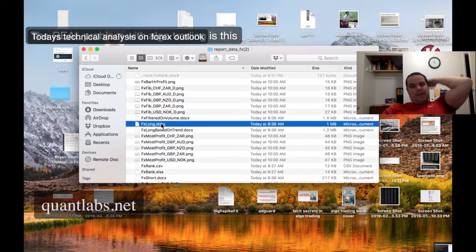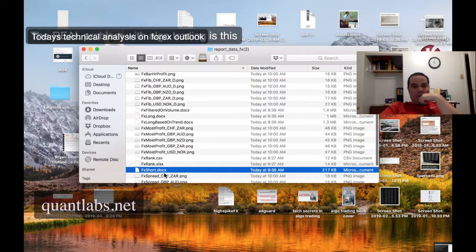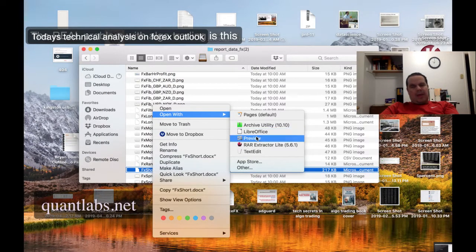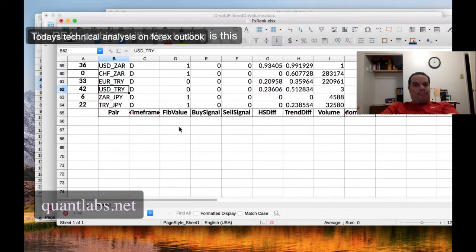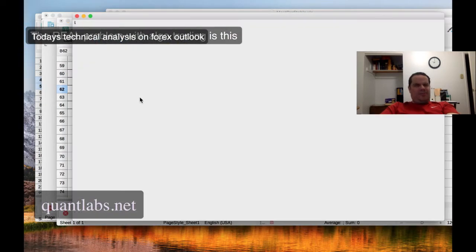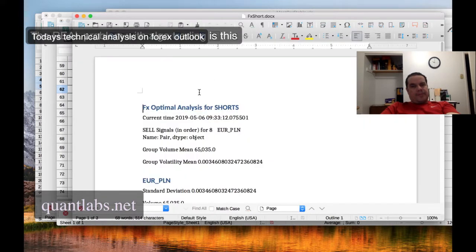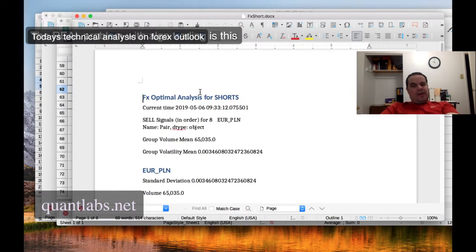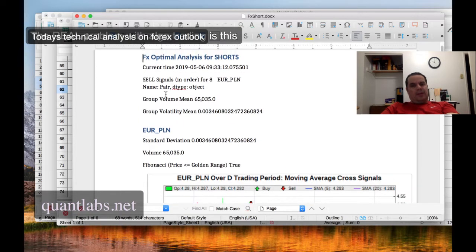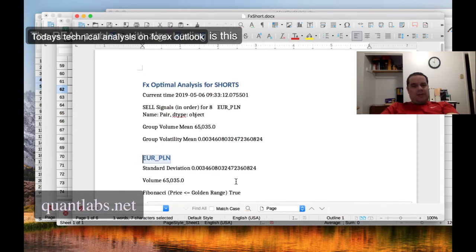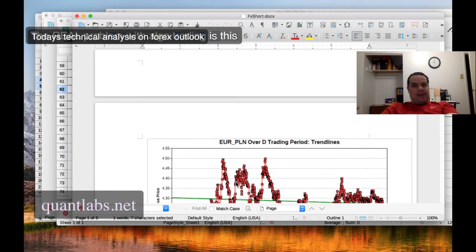Now we have a set of Word documents here. I don't know if we have a short that's generated this one as well. So let's look at this Word document. That's for the Forex short opportunities. I don't think there'll be many, but hopefully our one of interest will pop up. So we have here a sell or short for the euro against the Polish zloty. I think that's the only one we have generated here.